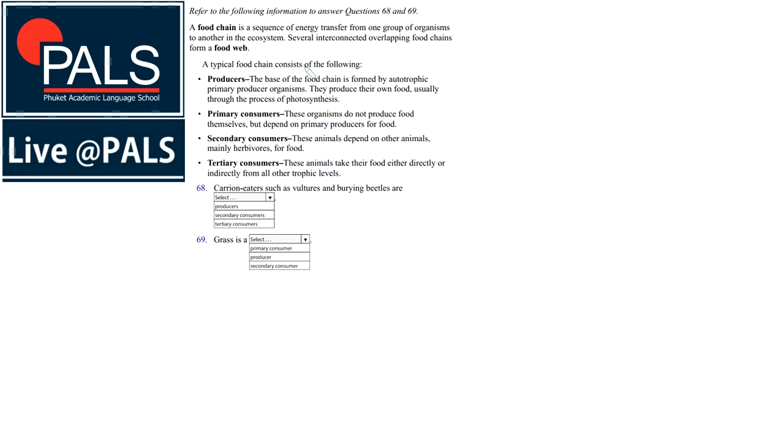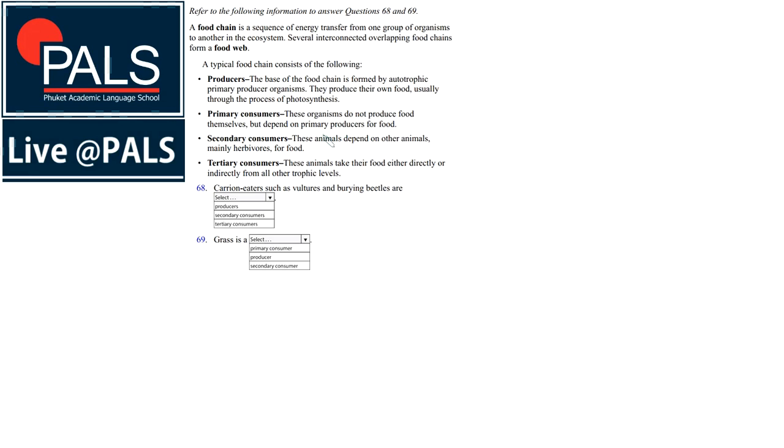A typical food chain consists of the following: a producer, which is the base of the food chain, formed by autotrophic primary producer organisms. Autotrophic means self-feeding, being able to produce their own food, and that's why they're called producers. They produce their own food, usually through the process of photosynthesis. Primary consumers, these organisms do not produce their own food, but depend on the producers as their food source, so they feed on the producers.